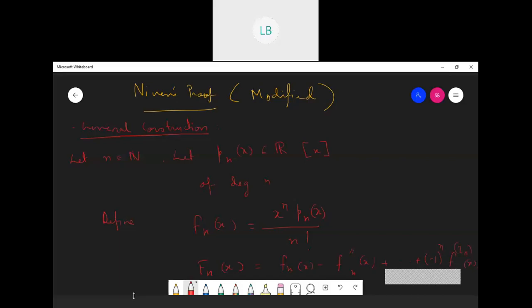The definitions should be very clear to all of you, so write them down. They will be important in each and every step. Given a natural number, we define P_n(x), a polynomial of degree n, which depends on the natural number selected. Then with that real polynomial, we define small f_n(x), which is x^n times P_n(x) by n factorial. And capital F_n(x) is the alternating sum of the even derivatives of small f.